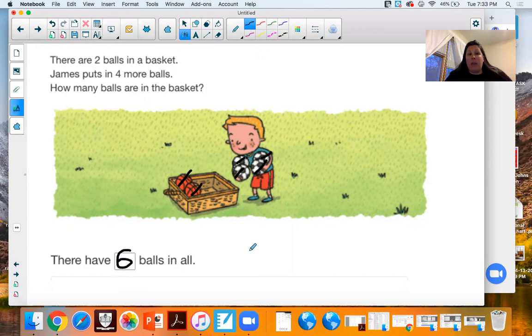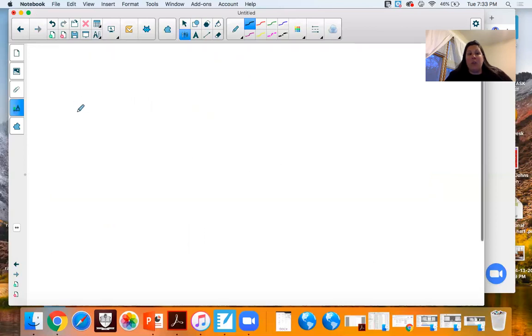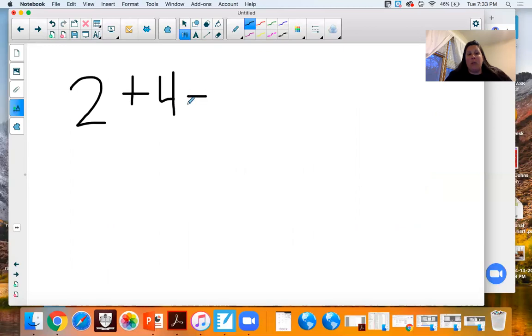Now let's see if we can write the number equation. So they told us there were 2 balls in the basket. Here we put our addition symbol. And how many balls did James hold in his hands? 4. 2 plus 4, then we put our equal sign. 2 plus 4 equals 6. There are 6 balls in all. So remember, when we write an equation, we're going to put 2 groups together. So we just did 2 plus 4. Always remember that equal sign, equals 6.